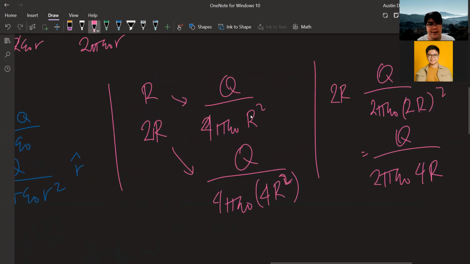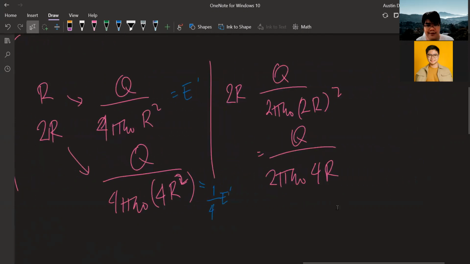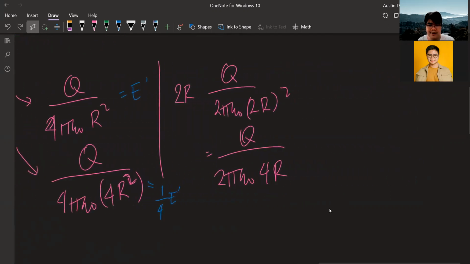So, paano natin ito gagawin? Let's try to write this down as e prime. And then, I could write this down as 1/4 ng e prime. Pinactor out ko lang yung 4 sa labas. Tapos, 4 pi epsilon naught r squared. So, that's your e prime. And this is just 1/2 e prime.